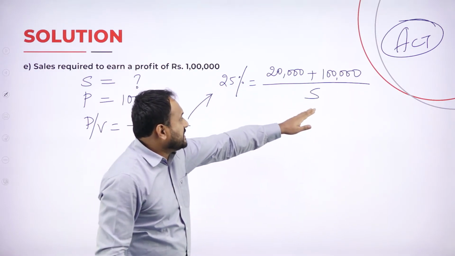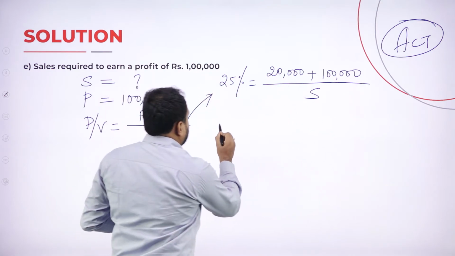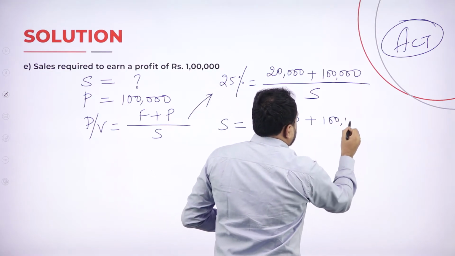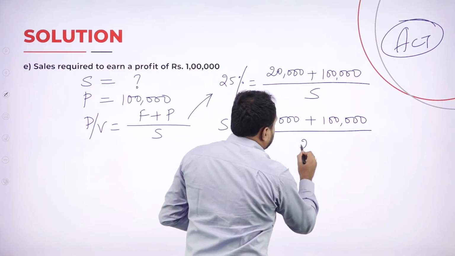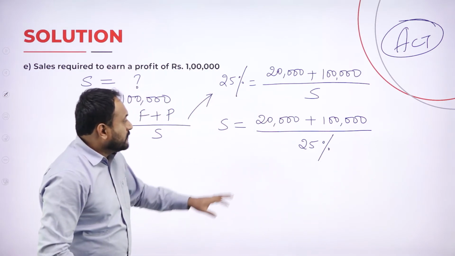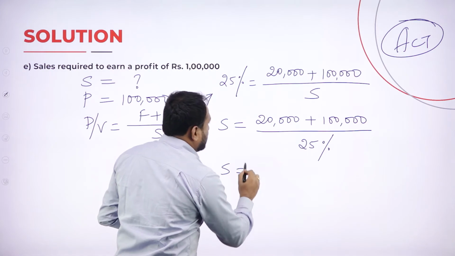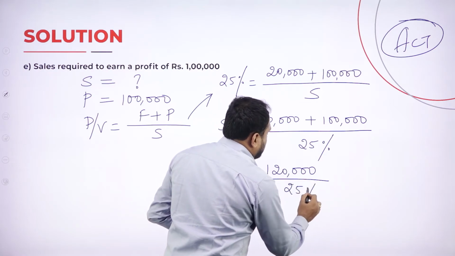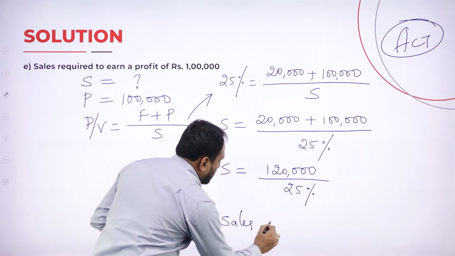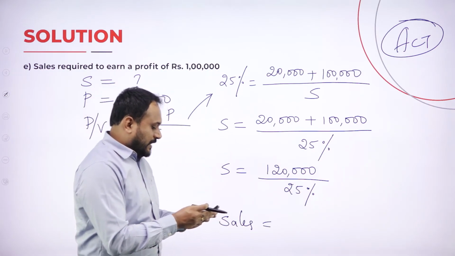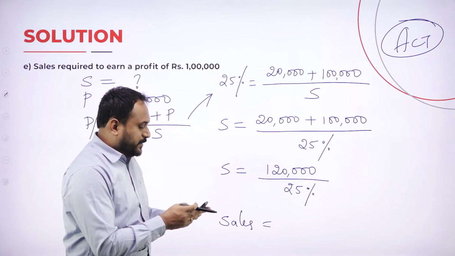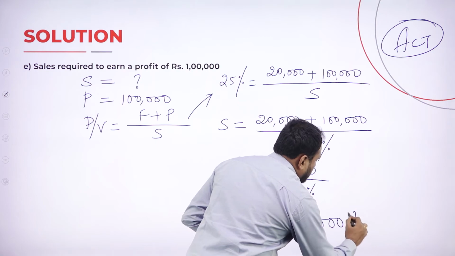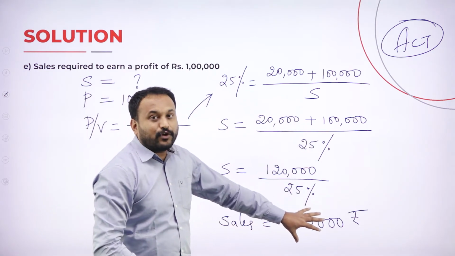Now what will I do is I'll move S here and 25 here. So what will happen is S is equal to 20,000 plus 1 lakh divided by this 25% will come to the denominator. Division. Now what happens is I'll go with one more step. S is equal to 20 plus 1 lakh is 1,20,000 divided by 25%. So my sales is equal to, now take your calci, 1,20,000 divided by 25%, that is 4,80,000 rupees. So we got sales is equal to 4,80,000 rupees.